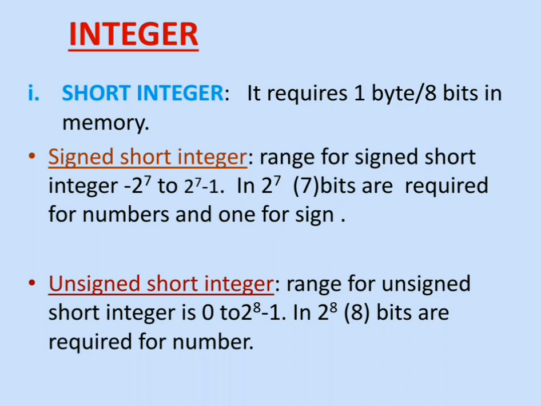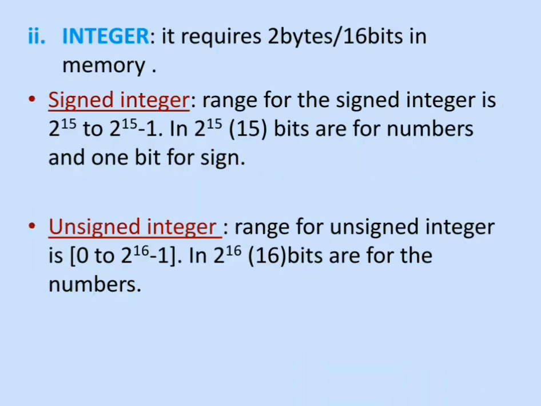Now let's have a look at short integer. It requires 1 byte, that is 8 bits in memory. Signed short integer. The range for signed short integer is -2 raised to 7 to 2 raised to 7 minus 1. In 2 raised to 7, 7 bits are required for numbers and 1 for sign. Unsigned short integer. The range for unsigned short integer is 0 to 2 raised to 8 minus 1. In 2 raised to 8, 8 bits are required for a number.